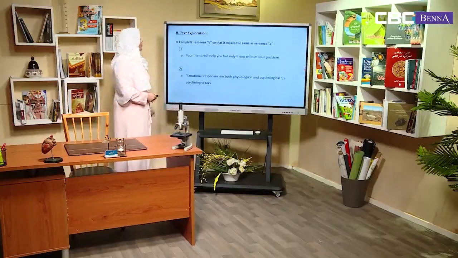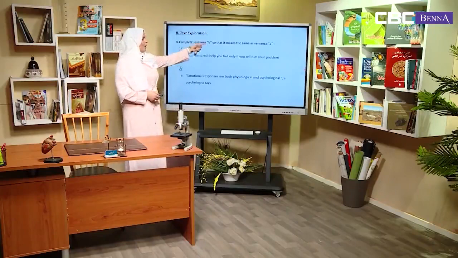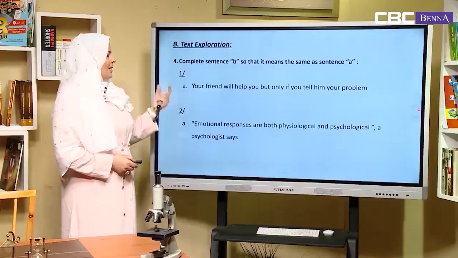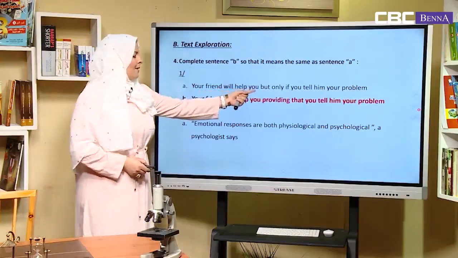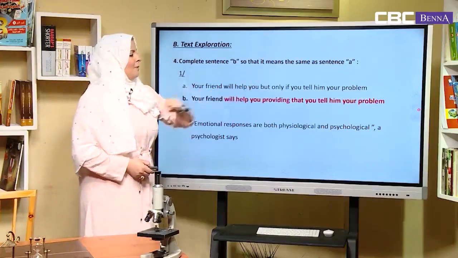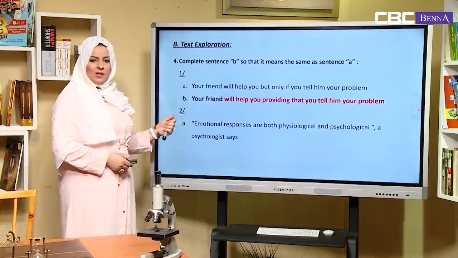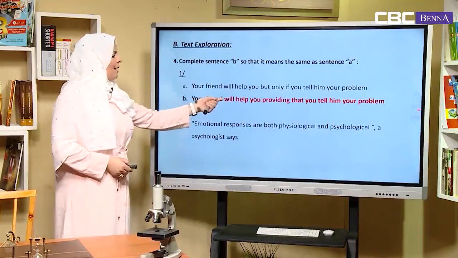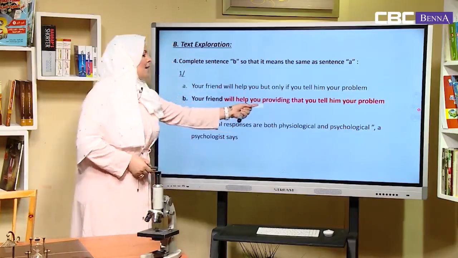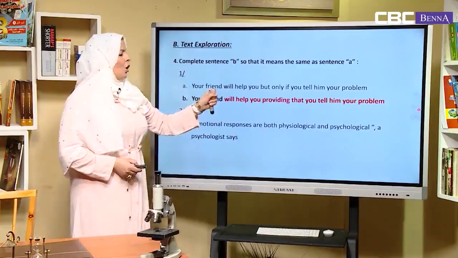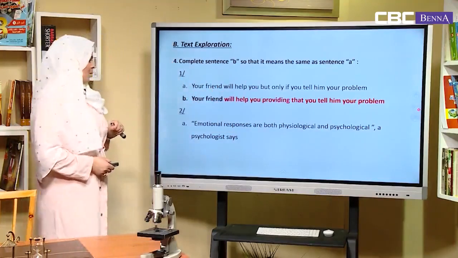Let's move to the fourth activity: complete sentence B so that it means the same as sentence A. Your friend will help you, but only if you tell him a problem. This sentence expresses concession. So your friend will help you, providing that, this is the most important thing, providing that you tell him your problem.